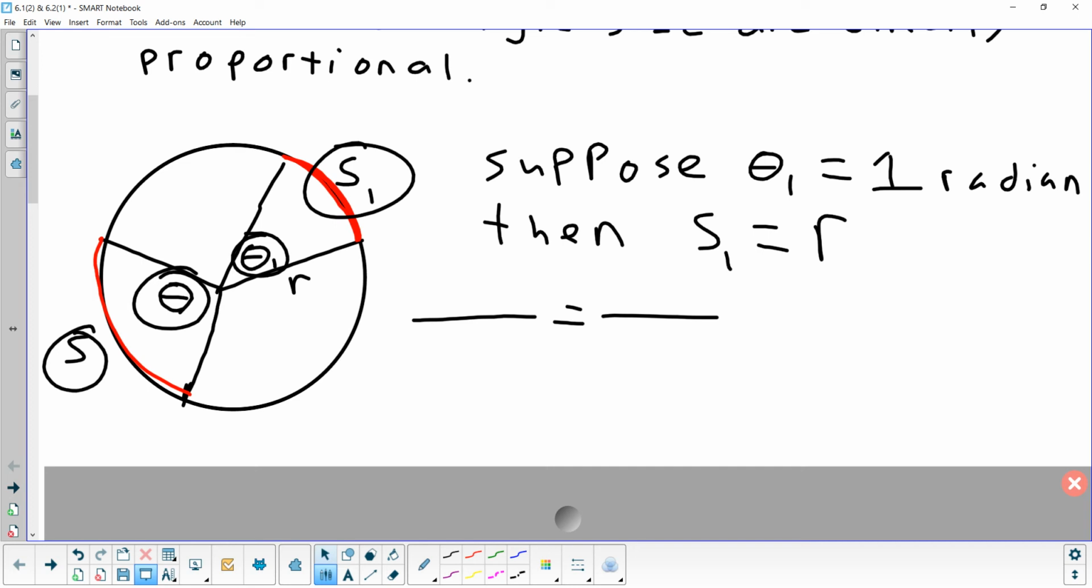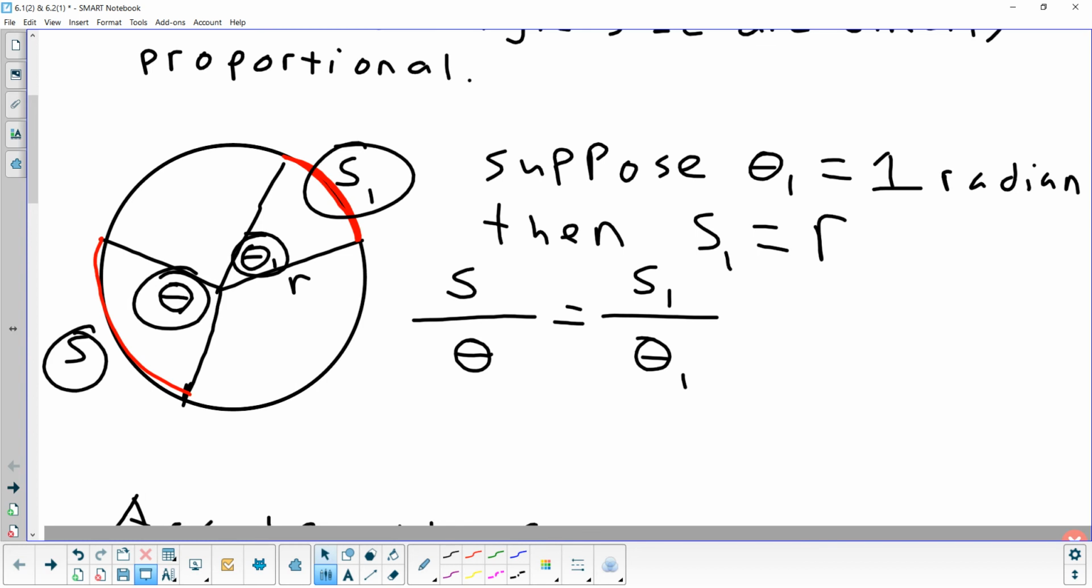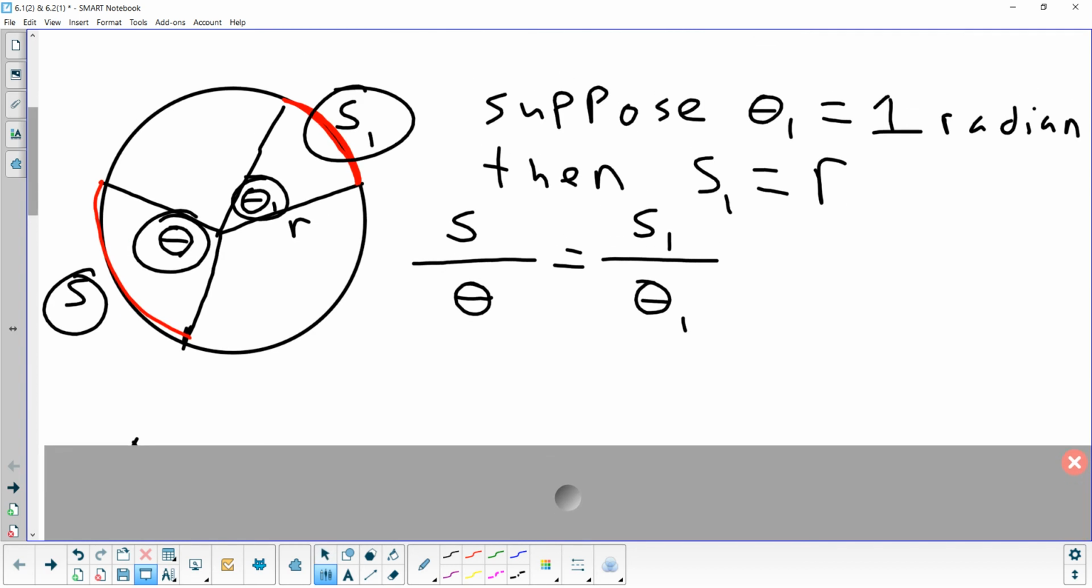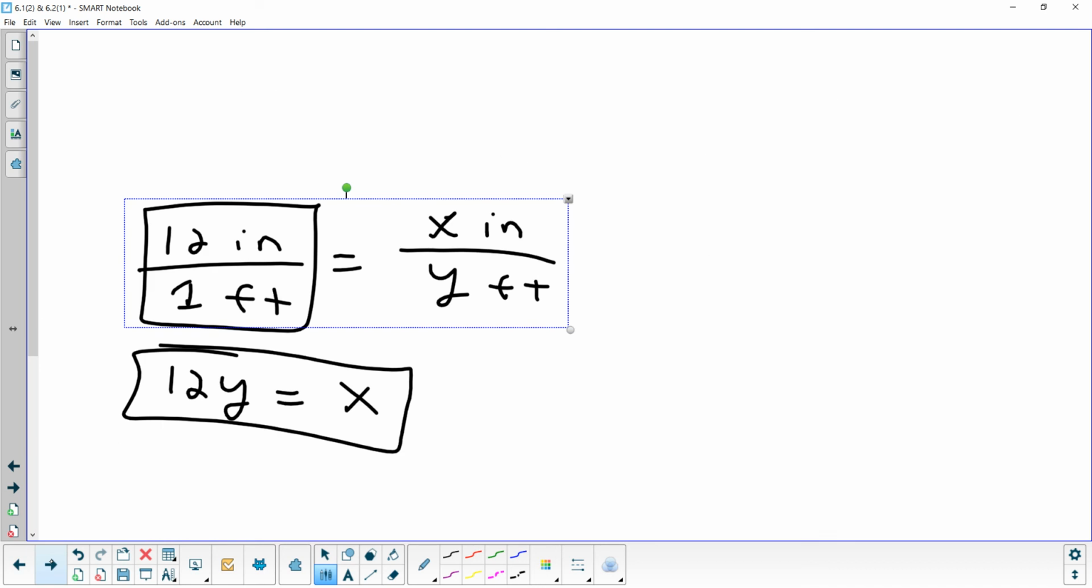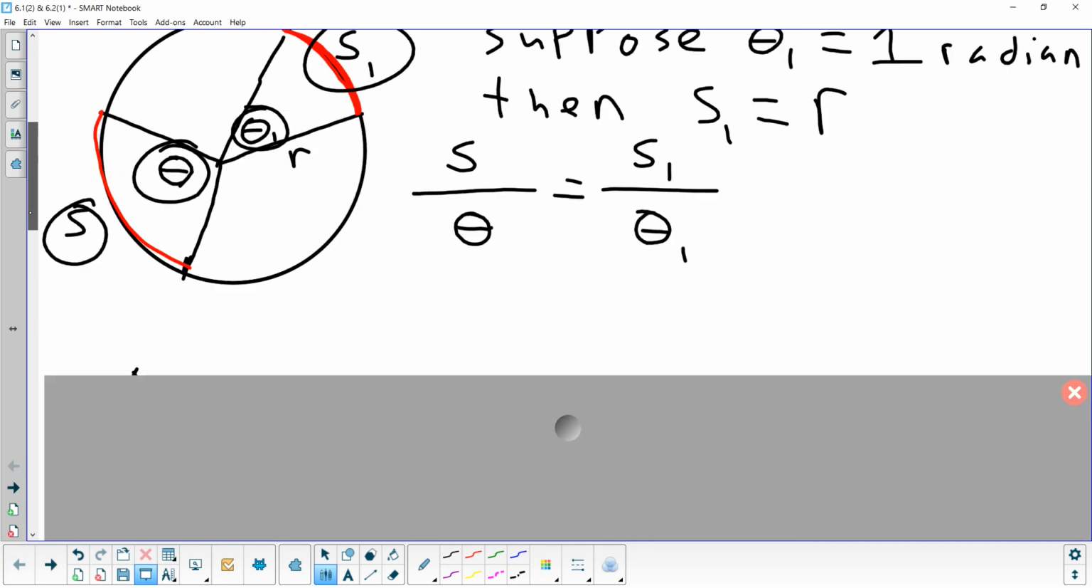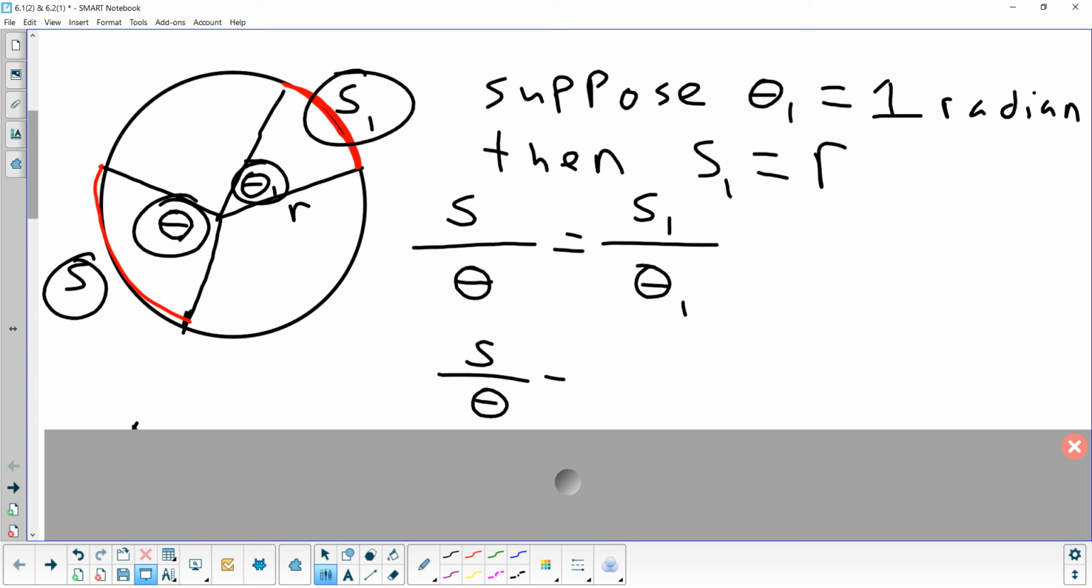Let's start with the S and the theta. Let's do S over theta on the left. And then if I do that, what would have to go on the right if we follow the same pattern as the left? Yep? The S1 over theta 1. Now, let's fill in what we know. The S and the theta, we don't know. That's going to be this side of the proportion. You have to put the stuff you don't know on one side. It doesn't matter which side. So we have S over theta equals.